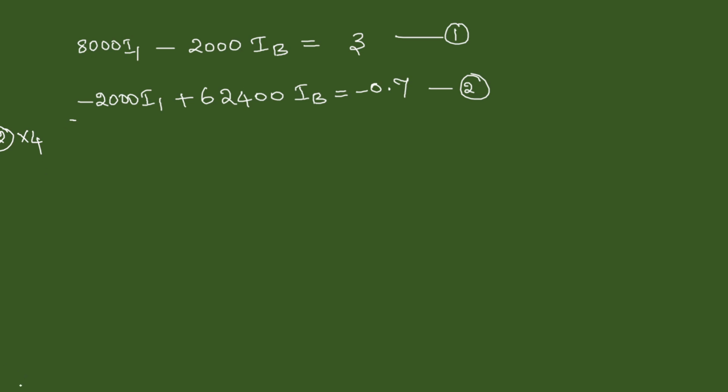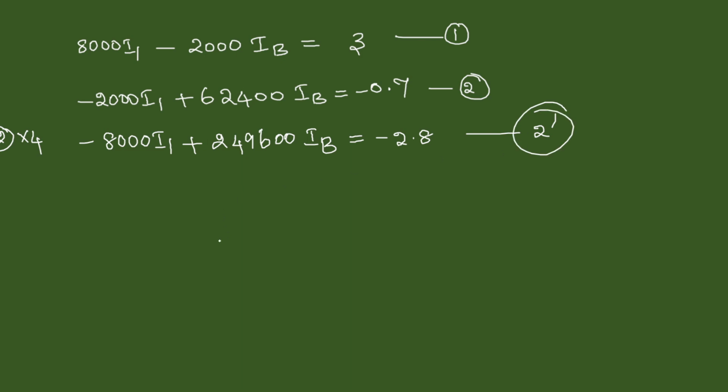For that I am going to multiply this second equation by 4. So it is minus 8,000 I1 plus 249,600 IB, that is equal to minus 2.8. So this is the modified form of this second equation.